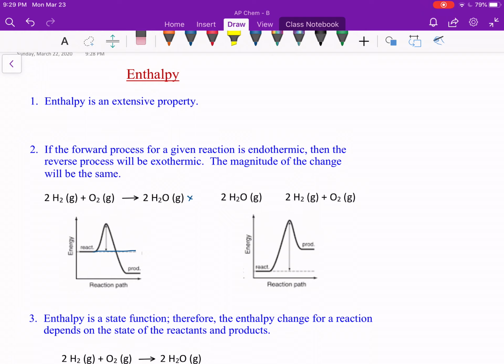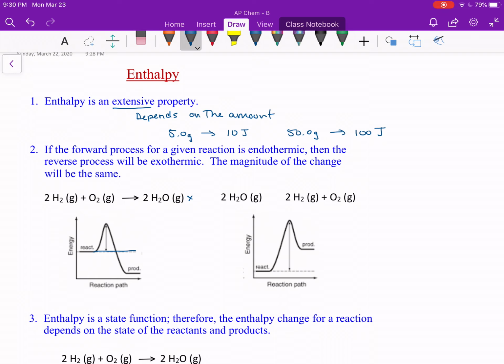And remember, when we talk about it being an extensive property, it quite simply means that it depends on the amount. So if I have 5 grams of a substance and that 5 grams is able to generate 10 joules of energy, if I take 50 grams of that substance, I'm then going to be able to generate 100 joules. And so it depends on how much we start with.